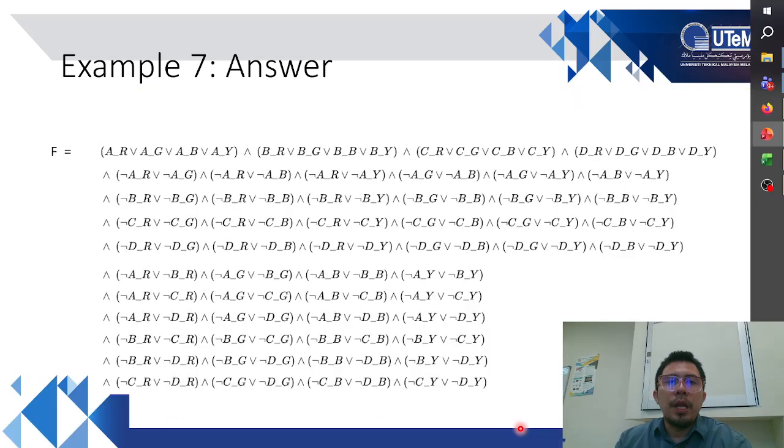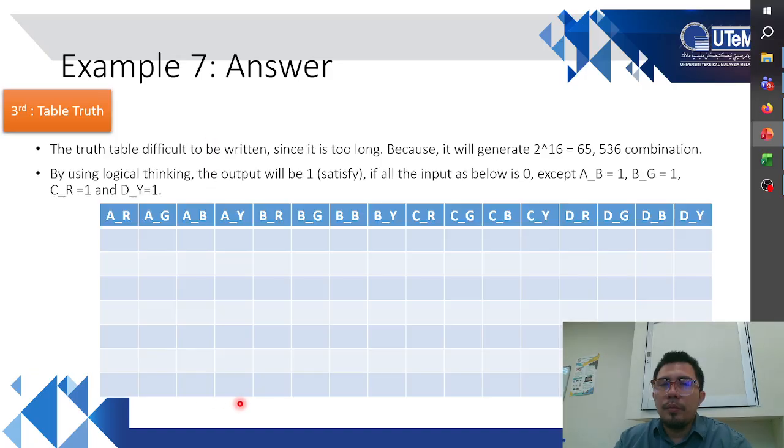And then after that you combine all the expressions through AND gates, and after that you need to come up with the truth table. Again, the truth table is difficult to write because it is too long, it will generate 65,536 combinations. So by using logical thinking, the output will be certified if the input is all 0, except AB1, BG1, CR1, DY1.